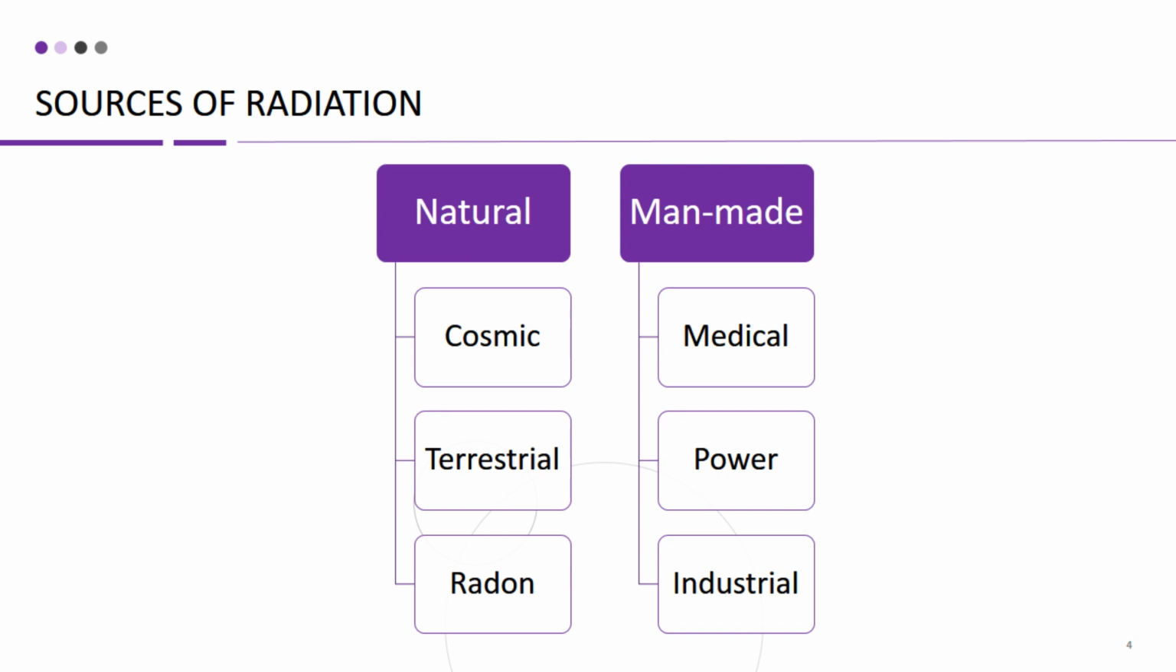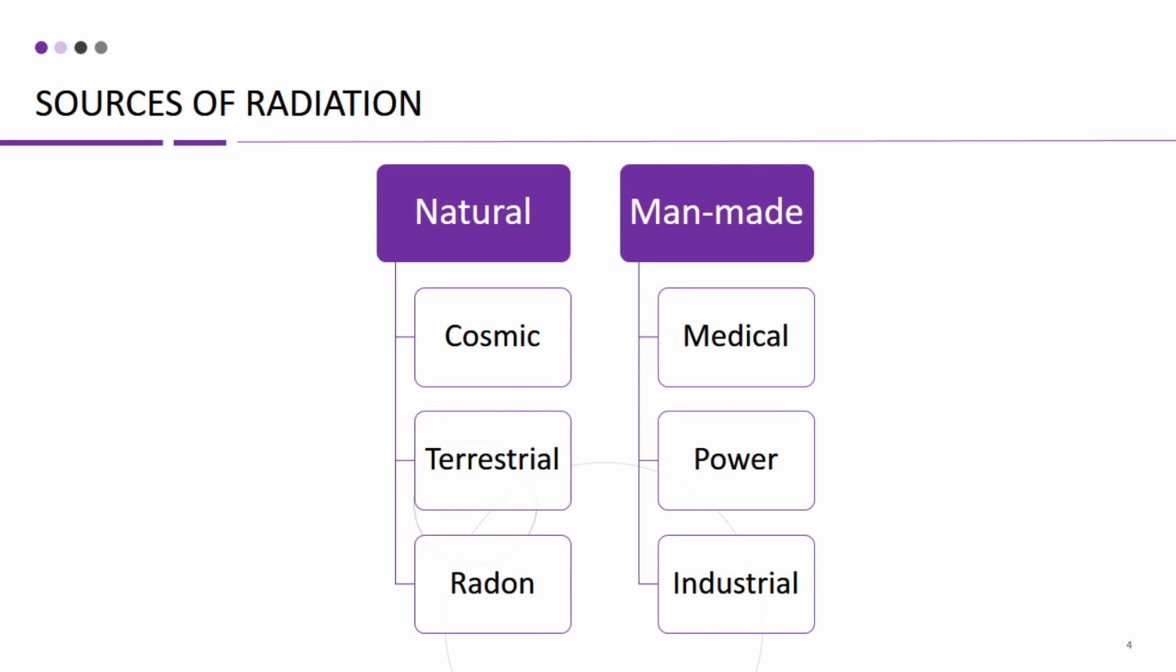The Earth's crust contains radioactive elements such as uranium, thorium, and potassium-40. These elements emit radiation that can be absorbed by humans through the air, water, and food we consume. Lastly, radon is a naturally occurring radioactive gas that is formed by the decay of uranium in soil and rocks. It can seep into buildings and accumulate, potentially exposing individuals to higher levels of radiation.